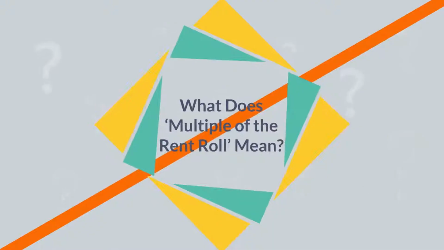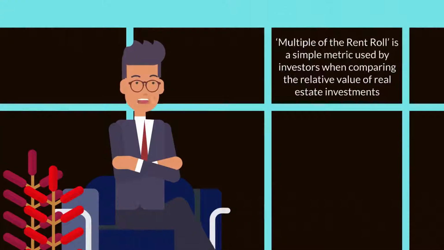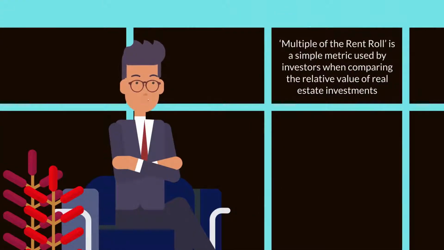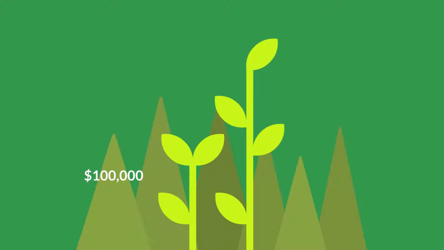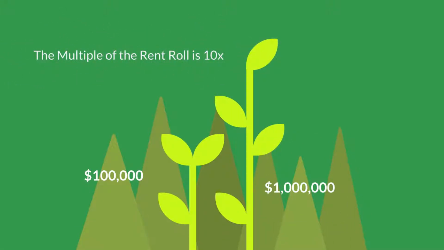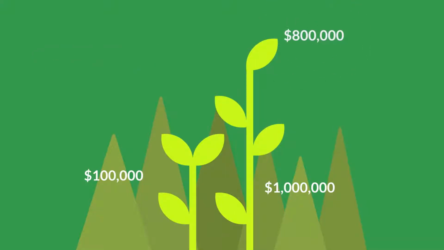What does multiple of the rent roll mean? Multiple of the rent roll is a simple metric used by investors when comparing the relative value of real estate investments. If the rent roll is $100,000 and the asking price is $1 million, the multiple of the rent roll is 10 times. Similarly, if the asking price is $800,000, the multiple of the rent roll is 8 times.